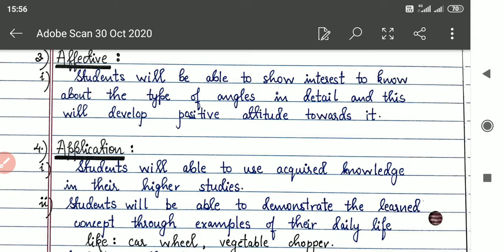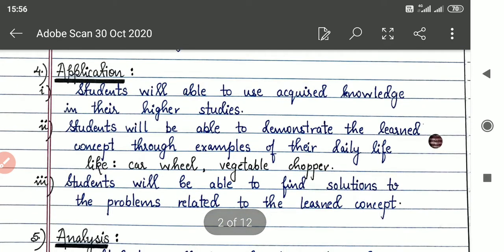Then comes the affective, which is related to the heart. That means they will build a positive attitude towards the subject as well as the topic. Then the application: how we can apply the knowledge, that is the types of angles, in various chapters, in further studies, or in our daily life.